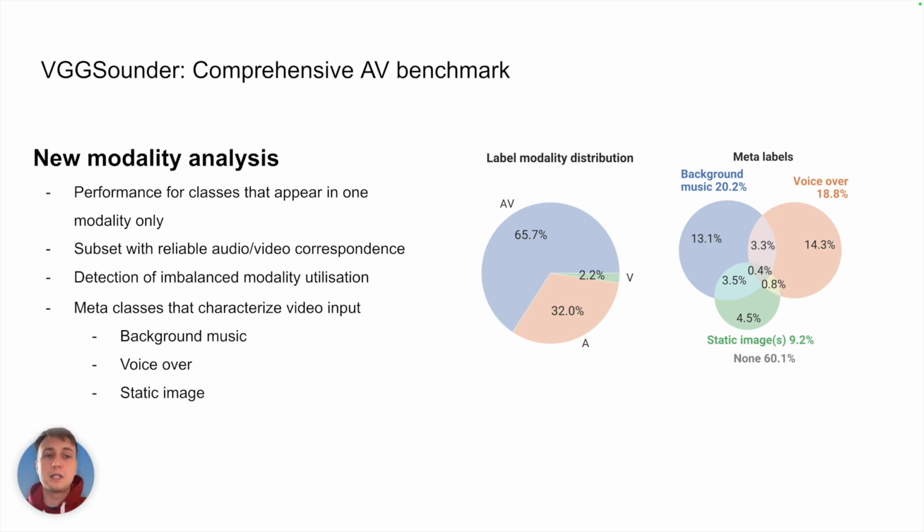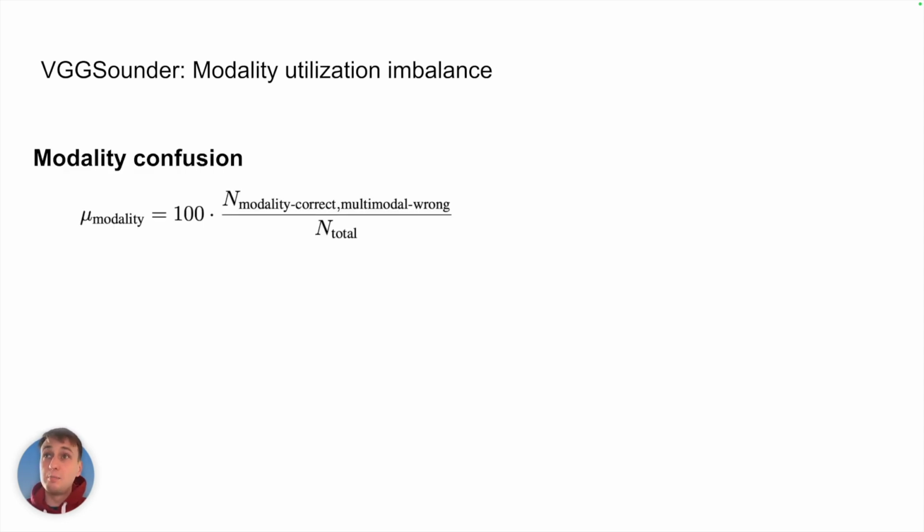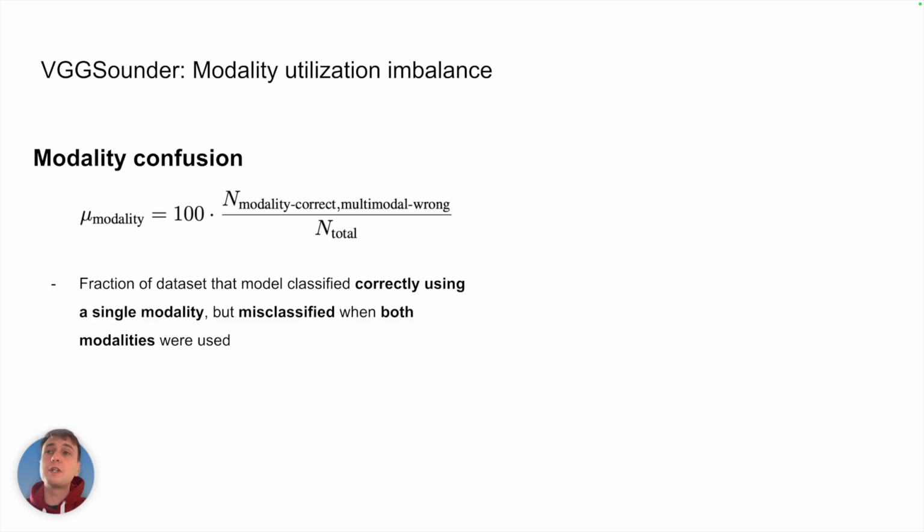Such annotations allow us to analyze how the model balances modalities when making predictions. To be precise, we introduce a new metric, modality confusion. It measures the fraction of a dataset that the model classified correctly using a single modality, but misclassified when both modalities were used. It captures how one modality affects predictions of another and highlights the model's over-reliance on one specific modality.